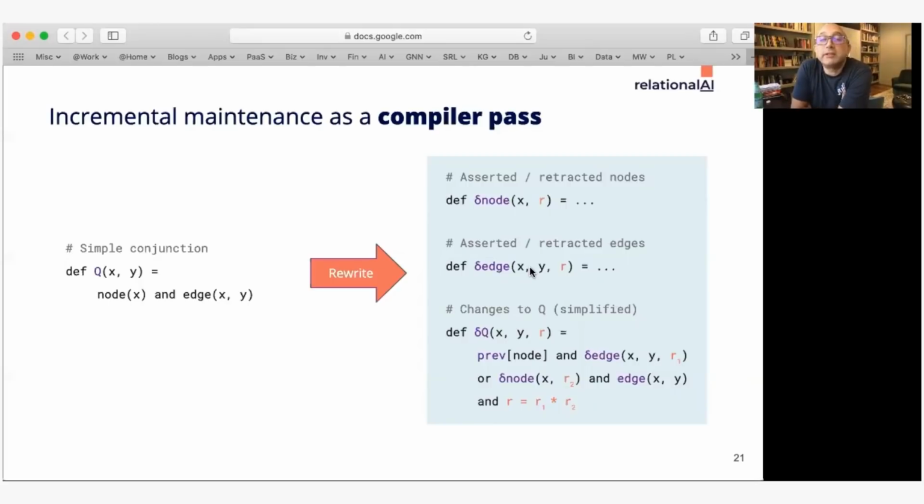And we support incremental maintenance on any program you can write in our relational language, including those that involve aggregations and negation and existential quantification, recursion, and so on. It's really important to support the full language. Most database systems, if they support incremental maintenance, support it on a fragment of the language.